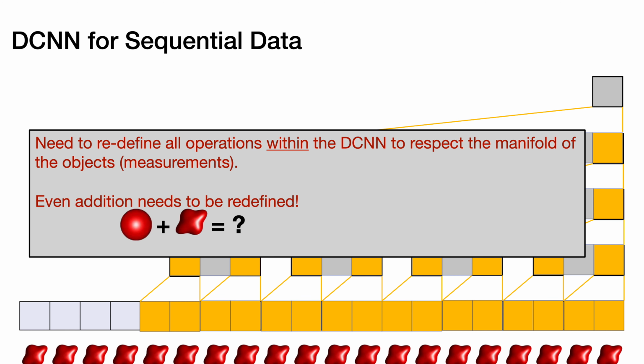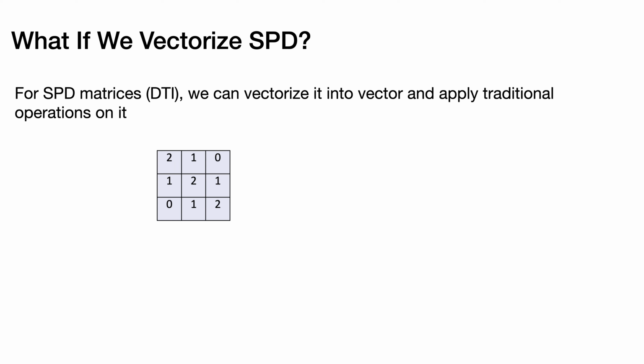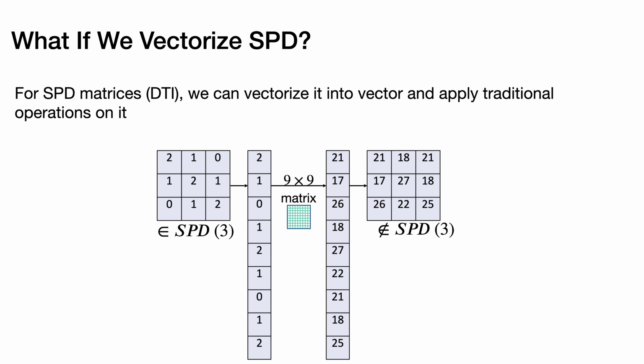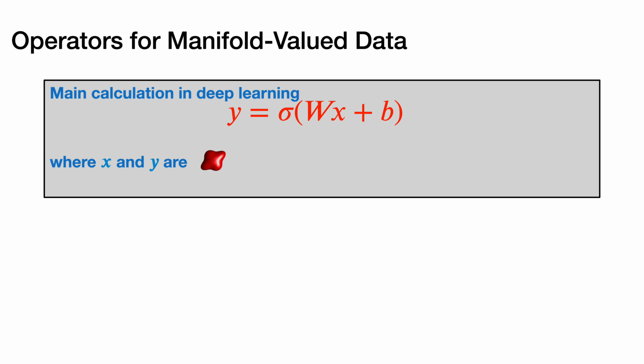But for manifold values, such as SPD matrices in DTI or orientation distribution functions in ODF, all the basic operations within DCNN need to be updated. A first attempt would be to vectorize the SPD matrix and apply matrix multiplication afterwards. However, the output may not lie in the same manifold space anymore.